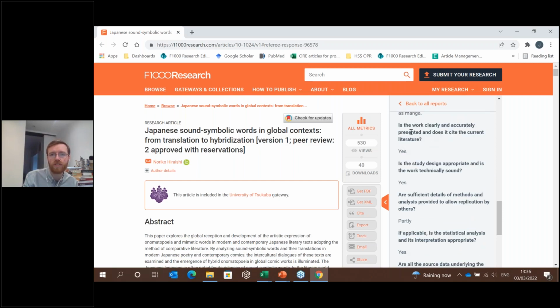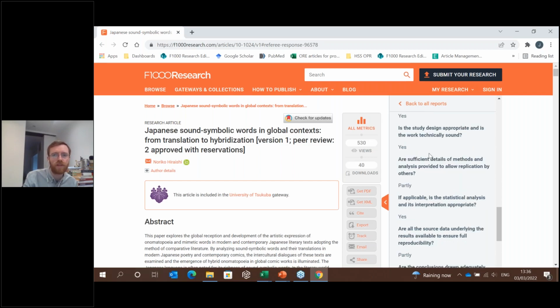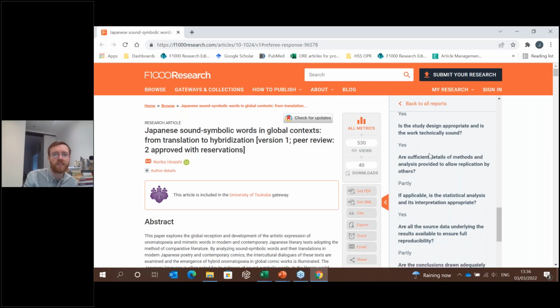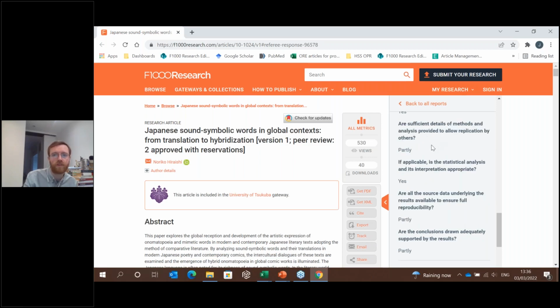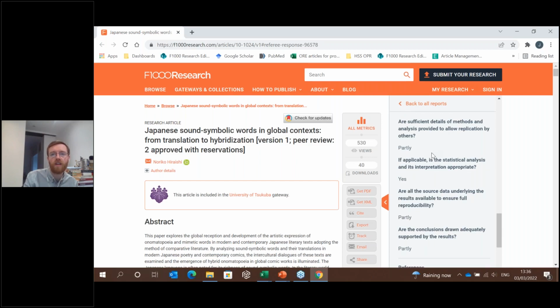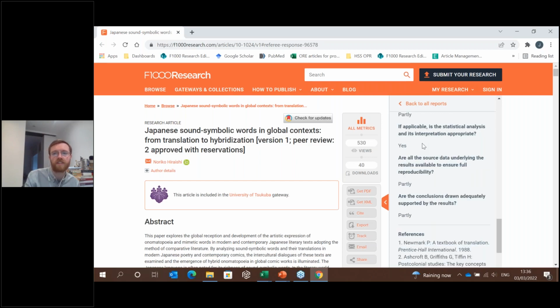Here we see the mandatory questions. So for a research article, people were generally asked if it's accurately presented and cites the literature, if the study design is appropriate and technically sound, are sufficient details of methods and analysis provided to allow replication, if applicable, and is the statistical analysis and its interpretation appropriate? Obviously, not every article is going to have statistical analysis in it, but that's a question there for those that do. And are all sources of data underlying the results available to fully ensure reproducibility?